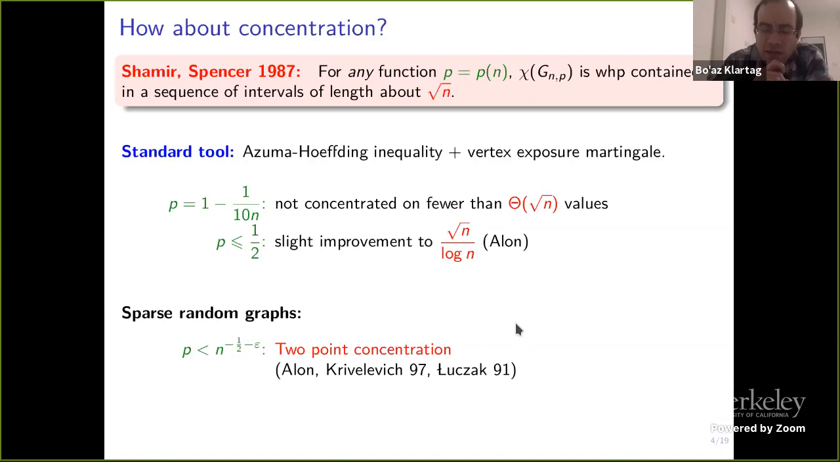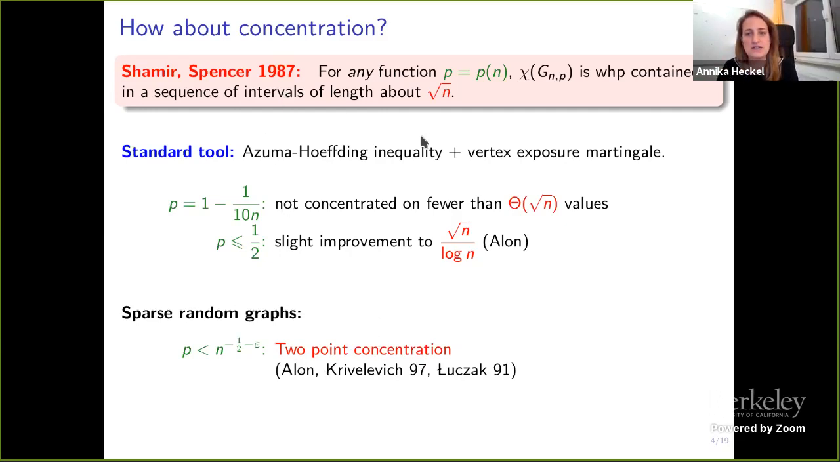I mean, may I ask a question? What is 2-point concentration? Oh, I mean, there are 2 consecutive values, and with high probability, the chromatic number takes one of these 2 values. Wow, okay. So it's an interval of length 2 that contains the chromatic number. So yeah, the chromatic number here is basically deterministic, because I'm saying 2-point concentration, but actually for most n it's 1-point concentration. Yeah, so this is a very, very, very sharp concentration.